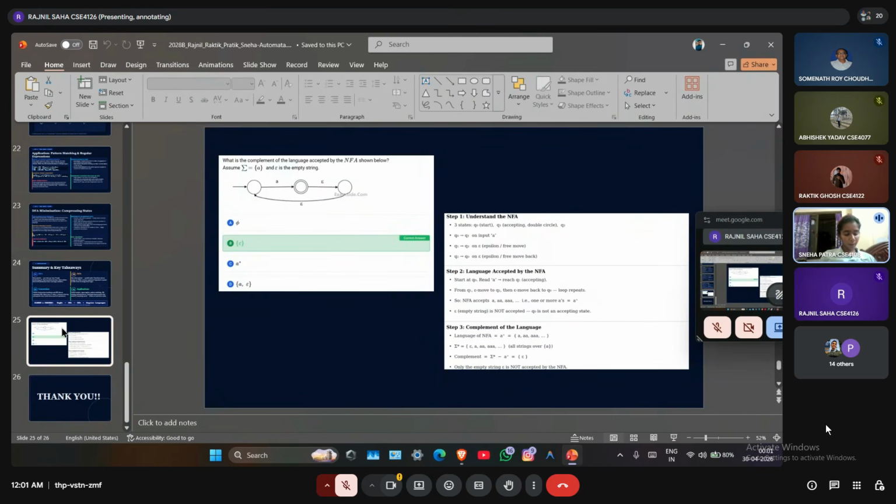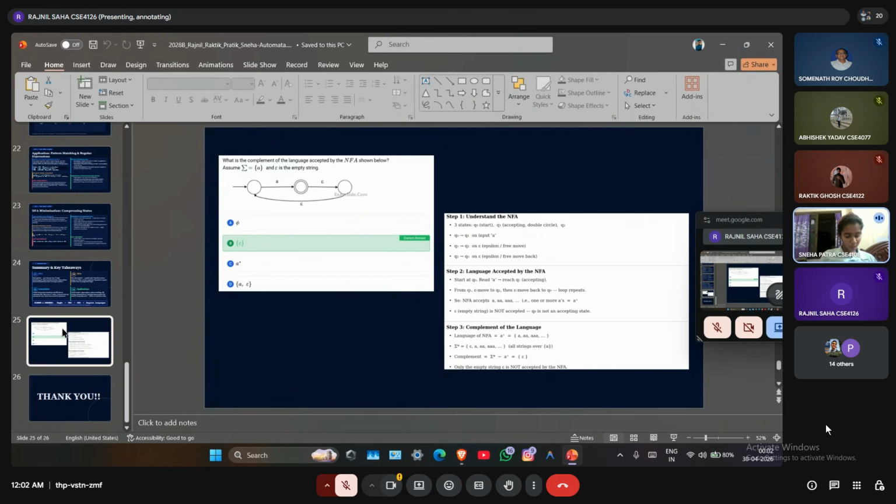Here I will explain the GATE question, where let us first understand the NFA. There are three states. Q0 is the start state, Q1 is the accepting state, Q2 is the intermediate state. From Q0 on input A we go to Q1, which is accepting. From Q1 there is an epsilon transition to Q2 and from Q2 another epsilon transition back to Q0. This is also creating a loop.